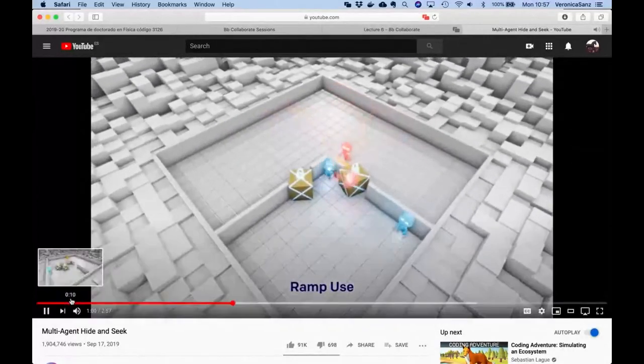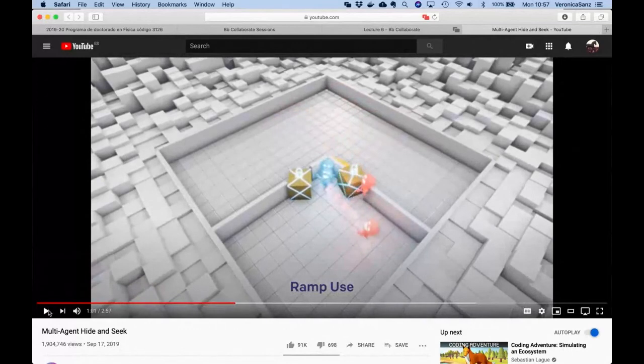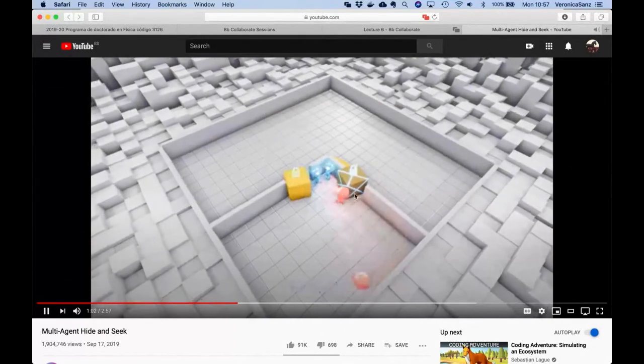Only blue guys can move. Only the blue guys can move the boxes. No, actually the red guys too. And this is what is happening now. I don't know if you can see that the red guys, although they had a disadvantage, they had a lapse of time before they can actually attack. They also realized, although they were focusing on trying to get the blue guys, they realized that they also have tools.